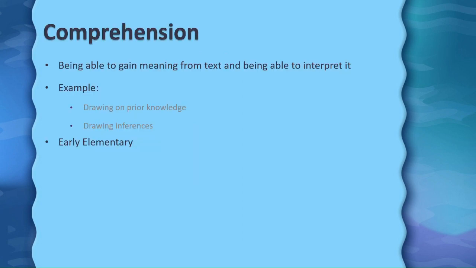So now we're on to our final element, which is comprehension, and that is being able to gain meaning from text and then also being able to interpret what that text has provided. For example, this includes drawing on prior knowledge, so remembering what you'd learned before and being able to connect it to the text that has just been made available. And then drawing inferences, so taking that knowledge and garnering new ideas from it. This is a skill that you will work on during early elementary, and we really want them to have it down before they make it to middle and high school, because this is a skill that they'll be using forever.